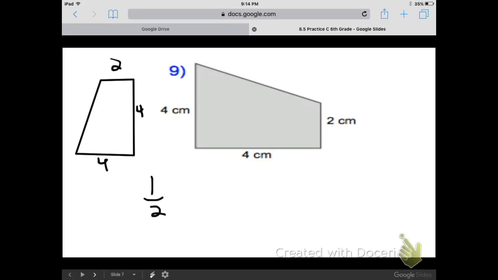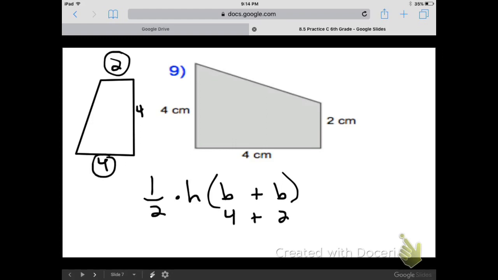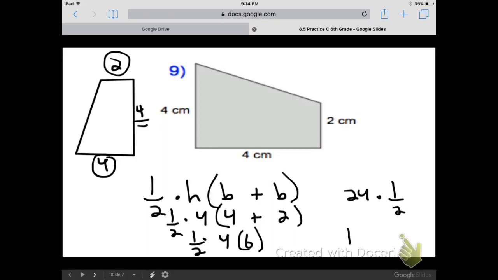So the formula for a trapezoid is half times the height times one of the bases plus the other base. So the one base, which is coming from here, will be added to the other base, which is coming from here. Remember, those are the parallel lines to one another. The height is also 4, which is this one, and then we're going to cut that whole thing in half when we're done. So 4 and 2 is 6. We multiply that by 4, so we get 24, and we're going to take half of that, so it's actually 12 centimeters squared.